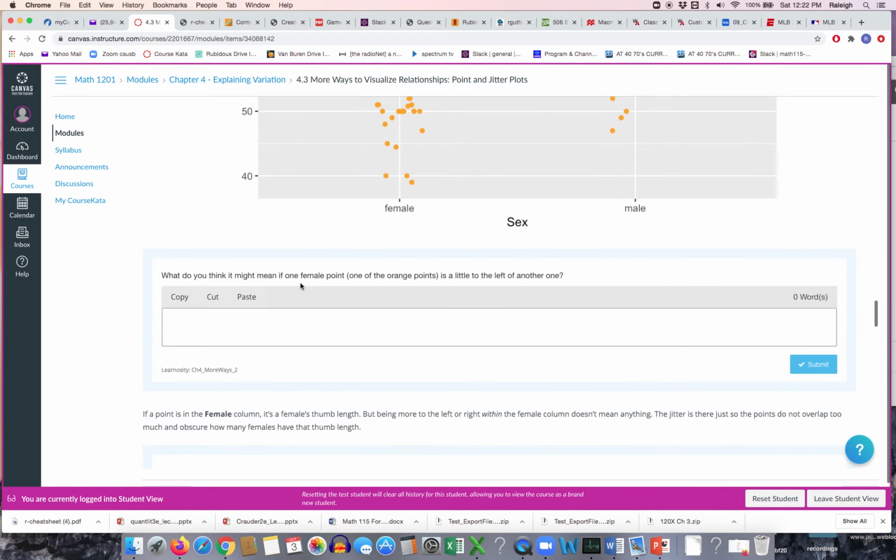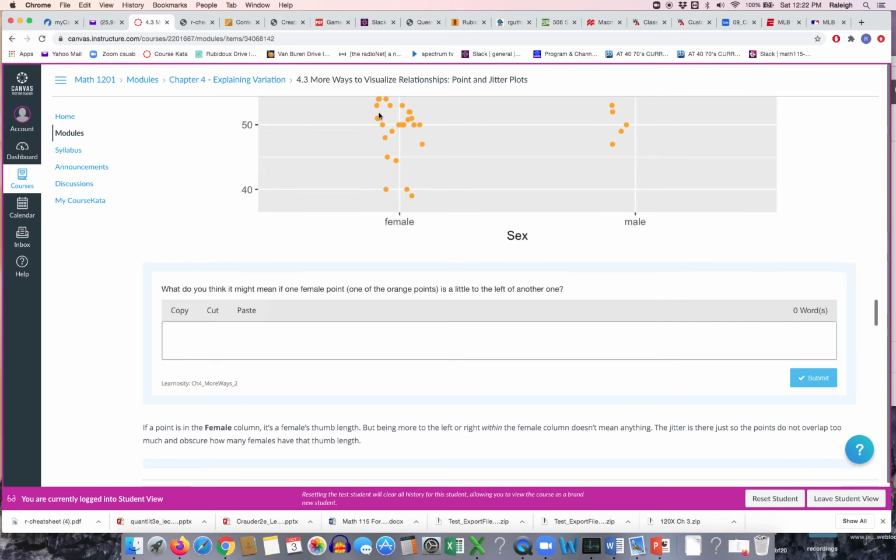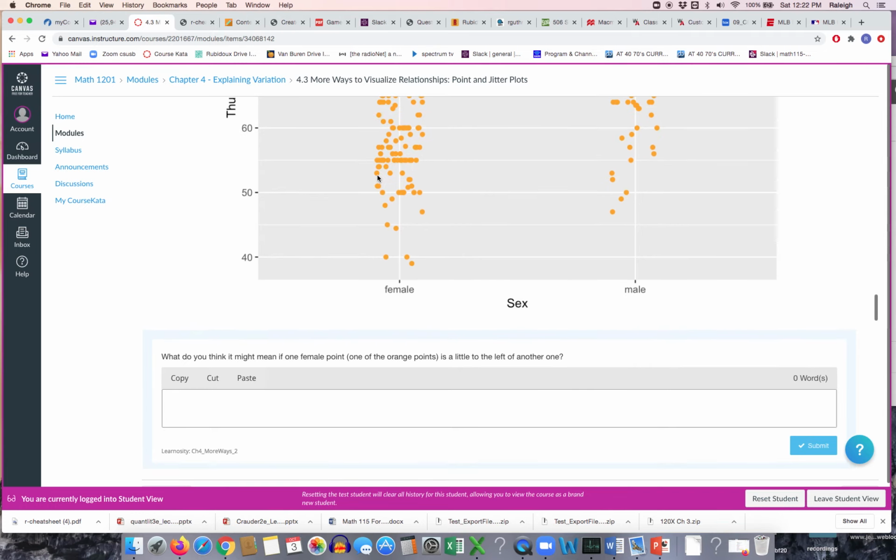What do you think it might mean if one female point is a little to the left of another one? As we said before, all these are in the 50 levels I'm pointing at here. They're all 50, and that one is the same as that one. They're all in a kind of five-way tie to the nearest unit, which is probably whole units here. I don't think they've gone into decimals on this one. And the 55 being very popular, all these are just the same. There's maybe a dozen or so in that little clumpy area.